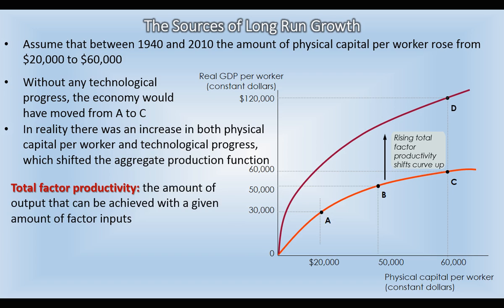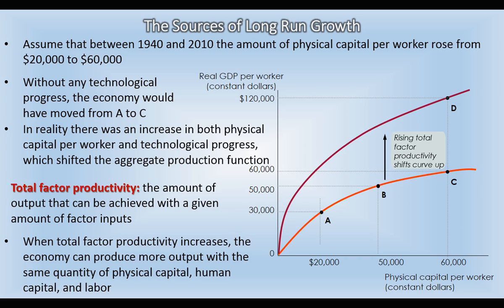What this curve tracks is what's also called total factor productivity, the amount of output that can be achieved with a given amount of factor inputs. When total factor productivity increases, the economy can produce more output with the same quantity of physical capital, human capital, and labor.